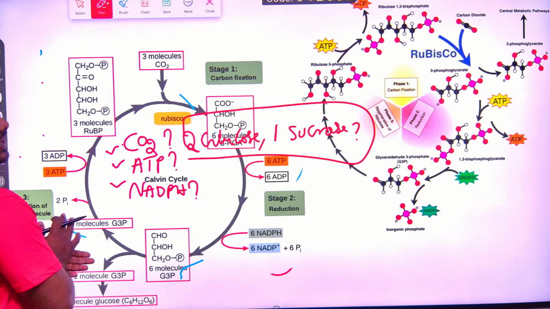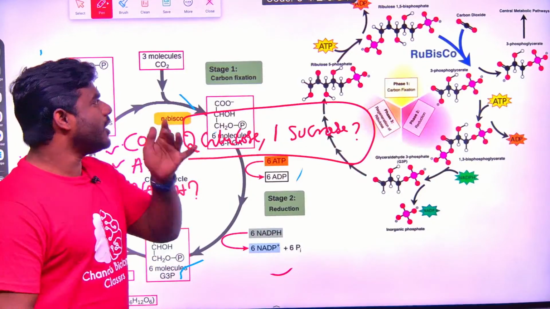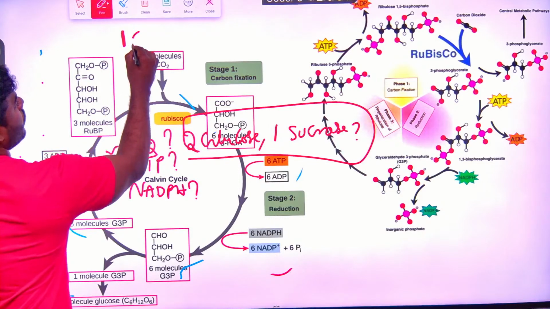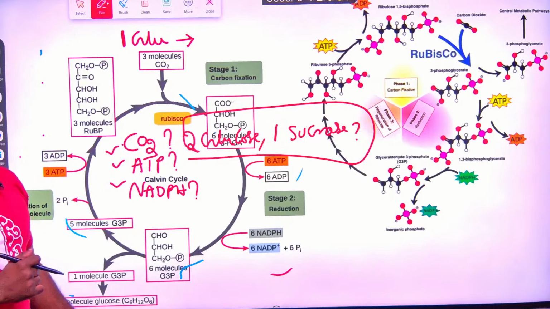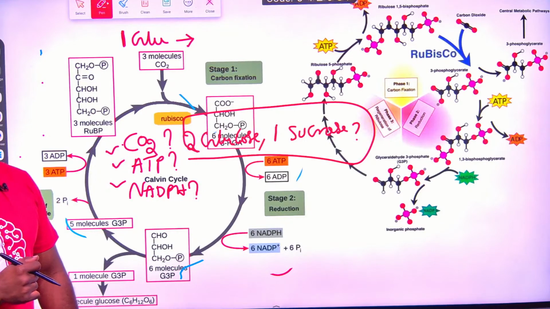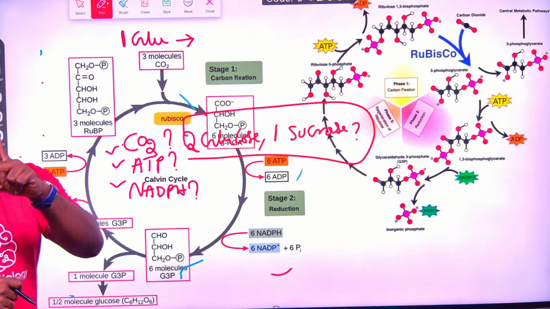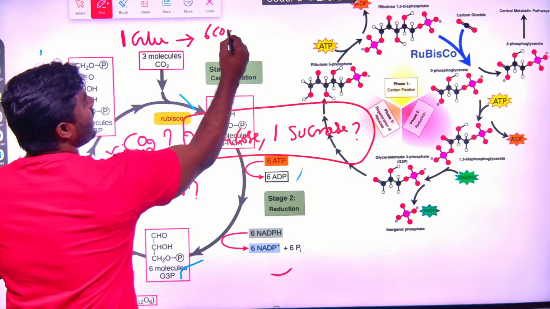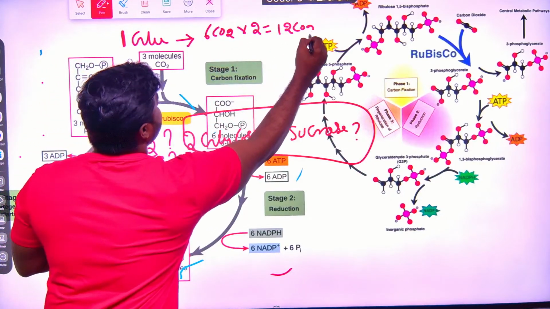Okay, all right. Always it is ideal to calculate for 1. When you calculate for 1, it becomes so easy. So let's calculate for 1 glucose molecule. For 1 glucose molecule, the cycle has to turn how many times? For half glucose, the cycle has to turn 3 times. For 1 glucose, 6 times, which means we require 6 carbon dioxide. I have asked for 2, so 6 into 2, 12 carbon dioxide.